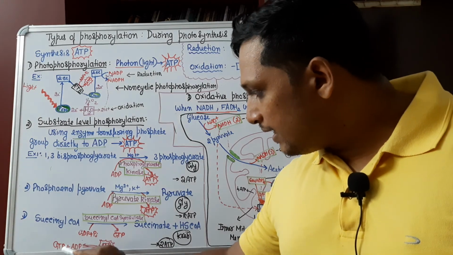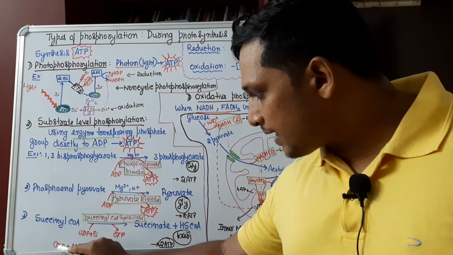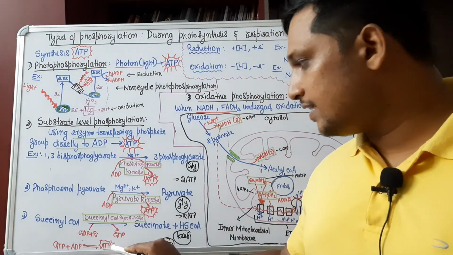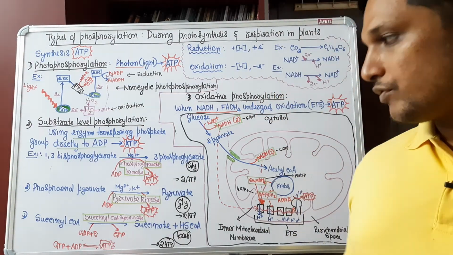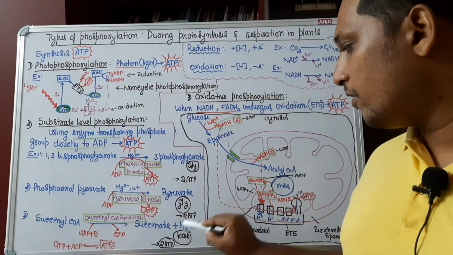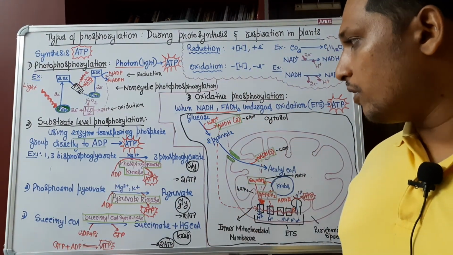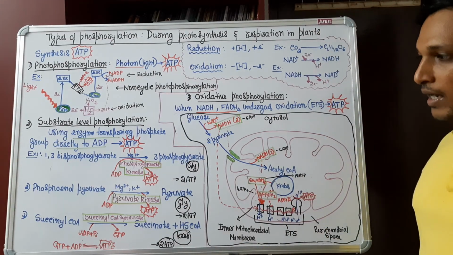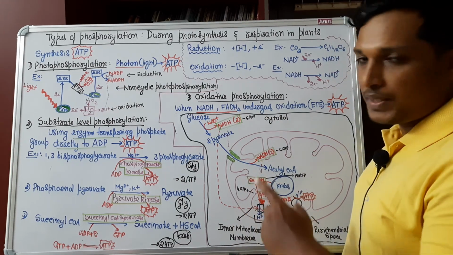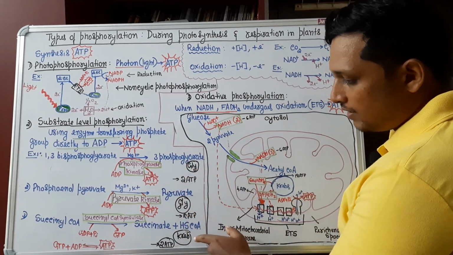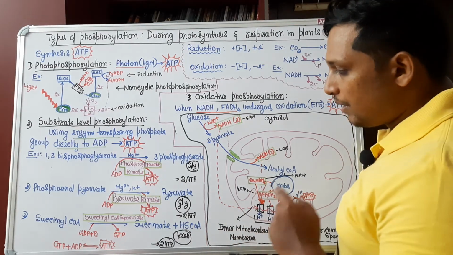GTP again combines with ADP, transferring one of its phosphate groups, and forms ATP. So this is also a substrate level phosphorylation because energy from the substrate is used. Succinyl CoA, as I mentioned, has the thioester bond. So that is about substrate level phosphorylation. At three places during cellular respiration, substrate level phosphorylation occurs: the first two steps during glycolysis and the third step during Krebs cycle.